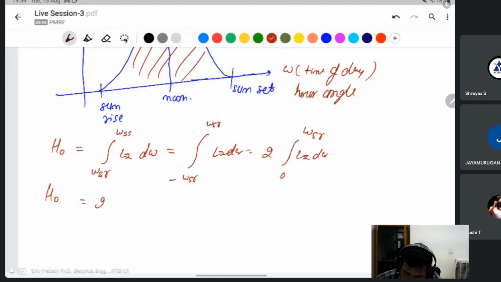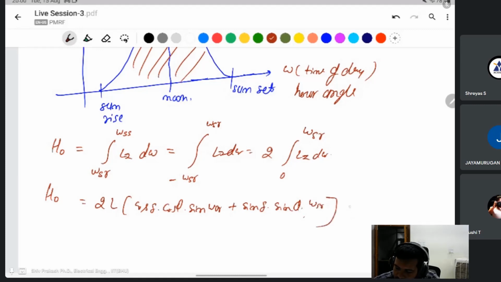Then you can find this will be 2L of cos del into cos phi into sine omega SR plus sine del into sine phi into omega SR, because this one is the constant term. This will become in kilowatt radian per meter square per day.